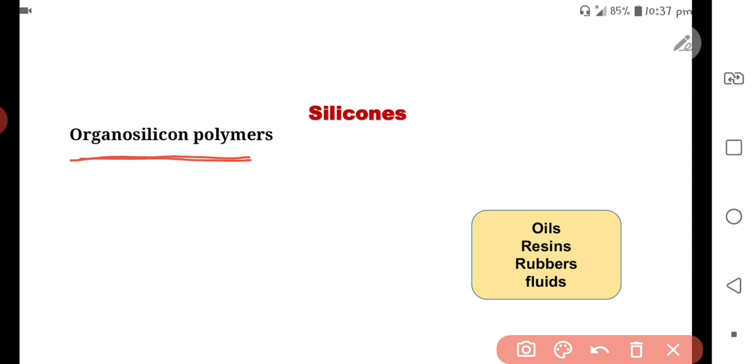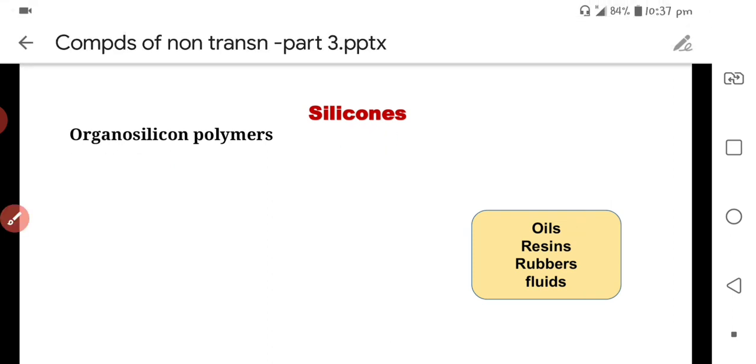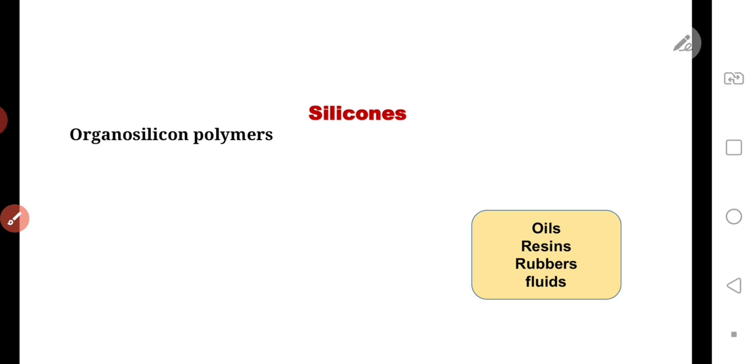Why it is important is that these silicon compounds are used commercially. They are used as oils, resins, rubbers and fluids. They have very important commercial applications. That is the importance of these silicon compounds. Now we can see in more detail what silicones are and how they are formed.